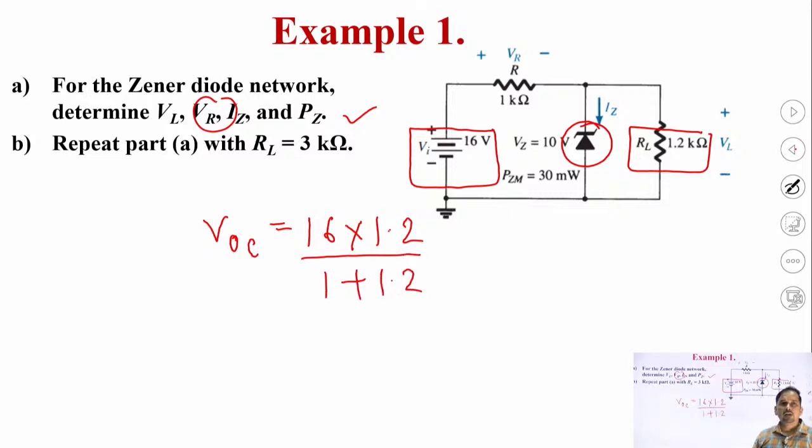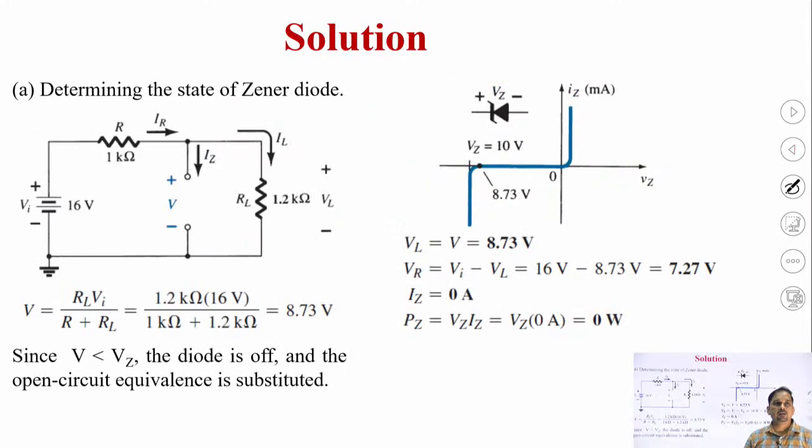So here, if we calculate this value VOC, it will definitely be less than VZ. Here I have already calculated that VOC is 8.73. So once this VOC is less than VZ, we can clearly say that the diode is operating in region B. In region B, the current is 0 and the diode will be open circuited.